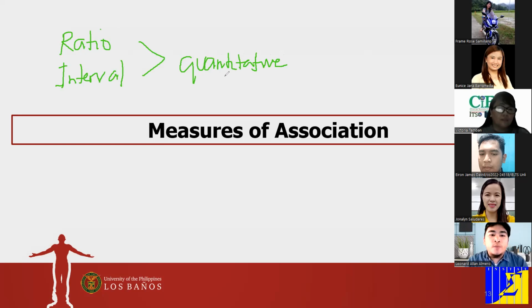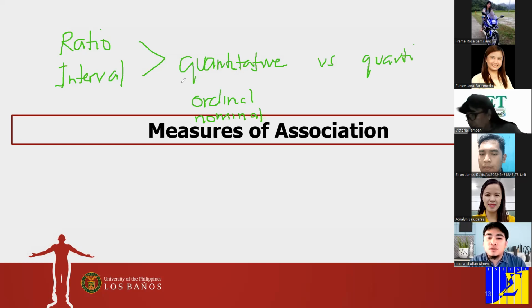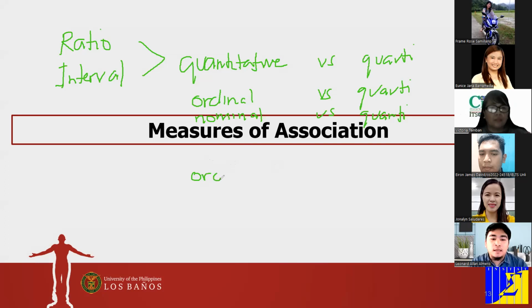Then, so we have quantitative, then we also have ordinal, and we also have nominal. So that's why po, ang i-discuss natin ngayon ay relationship ng quanti versus quanti. So isa po yan, quanti versus quanti. Then, quanti versus ordinal. So yung partner po nila. Then, quanti versus nominal. So, para makuha natin lahat ng scenario, ma-explain natin. And then, the remaining 3 ay ordinal versus ordinal.